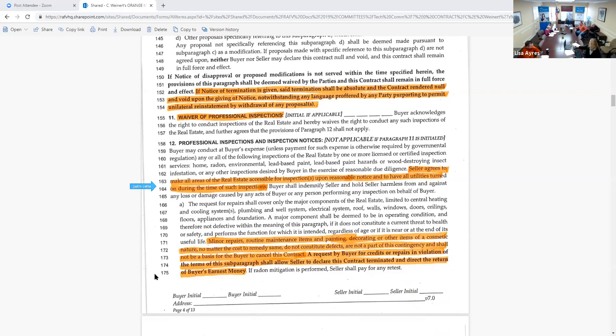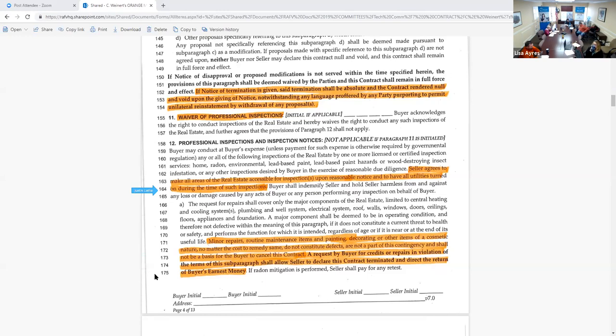Why would a person waive inspection? Well, maybe you're going to tear it down so you don't care. Maybe you're in a multiple offer situation and you don't want to risk losing the property. So you're going to waive inspection as a way to protect your position in the property. So that's new ground.